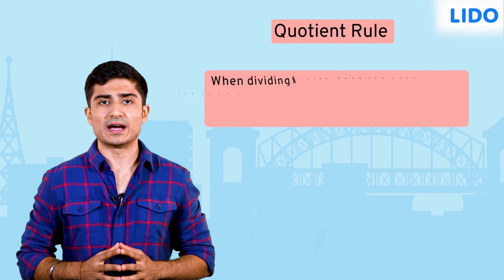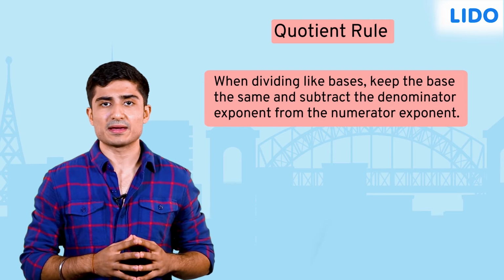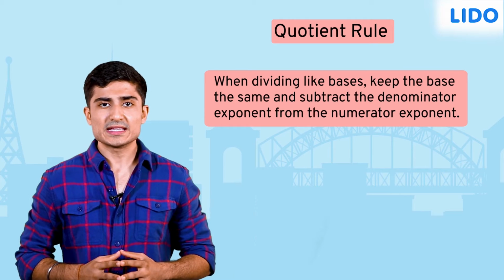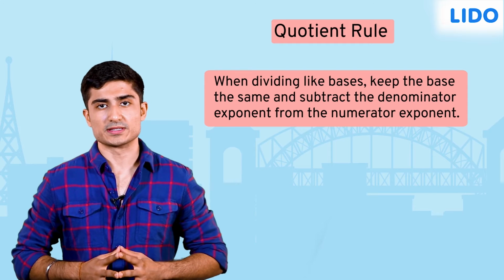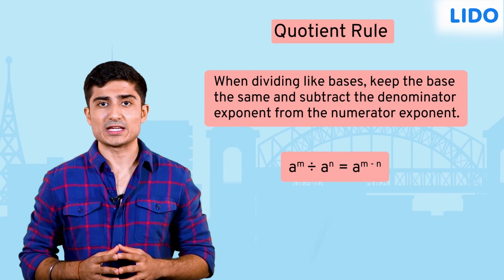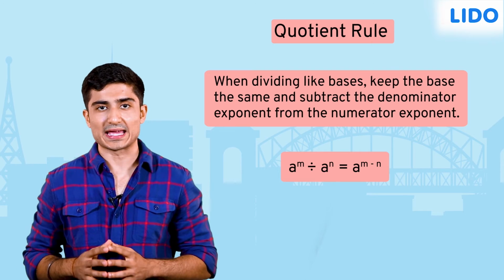In general, when dividing like bases, keep the base the same and subtract the denominator exponent from the numerator exponent. This is the quotient law of exponents. Thus, a raised to m divided by a raised to n equals a raised to m minus n.